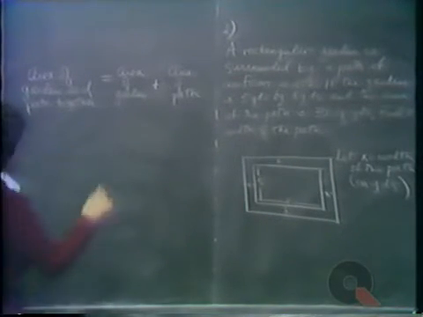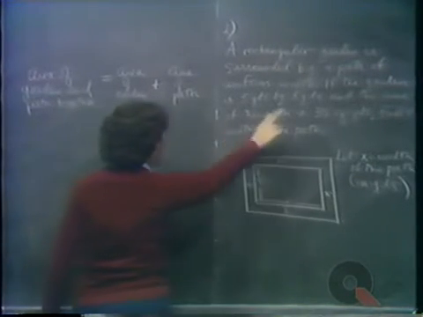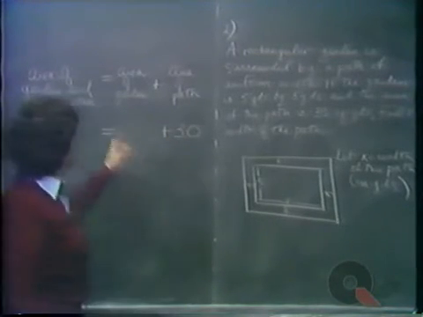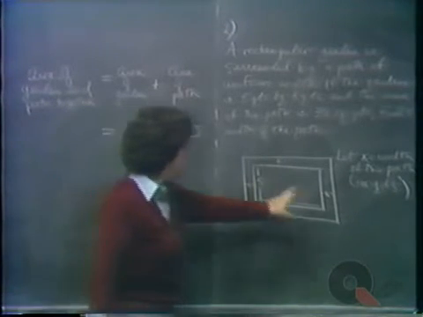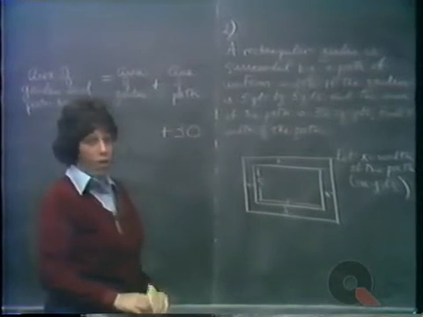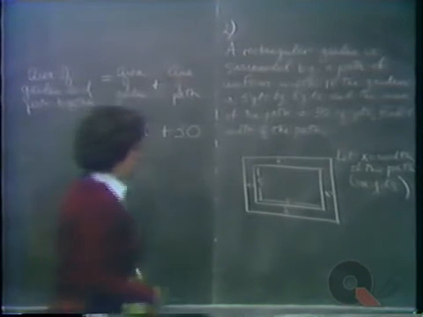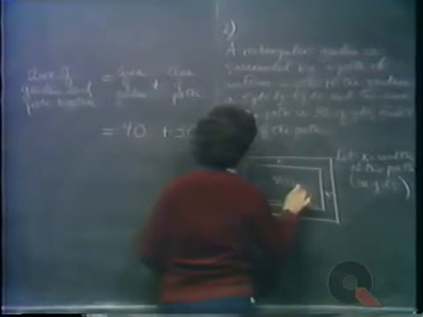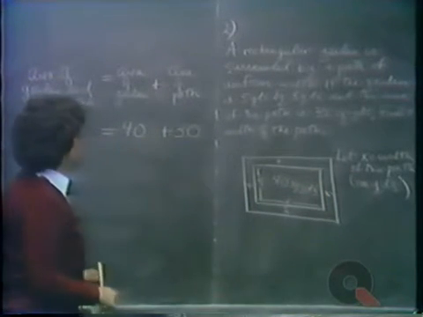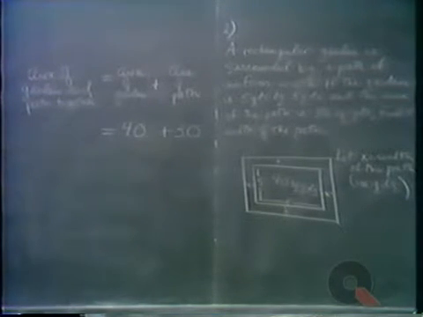All right. Now, we are told the area of the path is 30 square yards. We are told the dimensions of the garden, and since it is a rectangular plot, since it's 5 yards by 8 yards, the area of the garden must be 40 square yards. So the area of the garden is 40 square yards. The area of the path which surrounds the garden is 30 square yards. We say that is equal to the area of the garden and the path together.